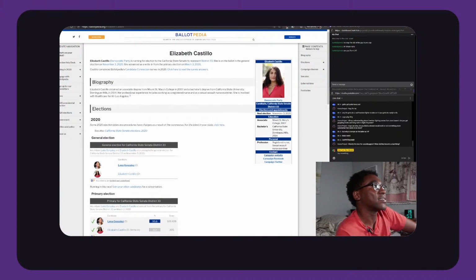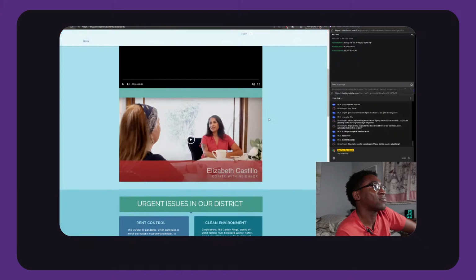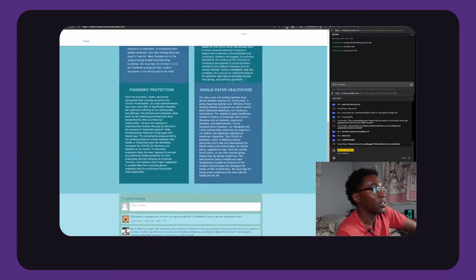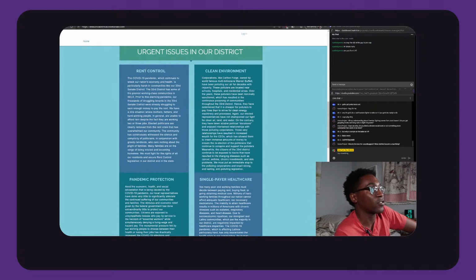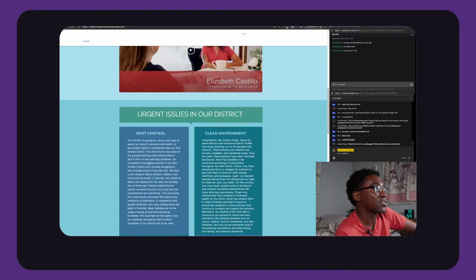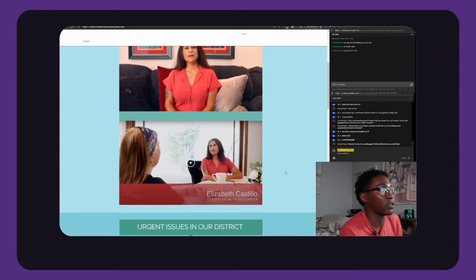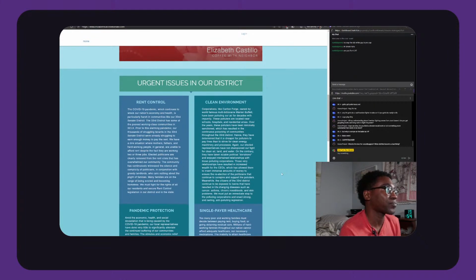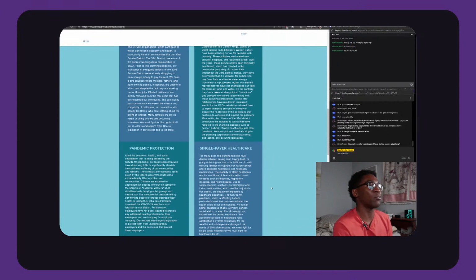Elizabeth Castillo has a campaign website. It's not the most clean thing, but you can sort of see what she's about here. And it's for rent control, single payer healthcare, economic pandemic protections. These are really, really strong, generally progressive things that tend to be more progressive than the standard Democratic Party leading things.